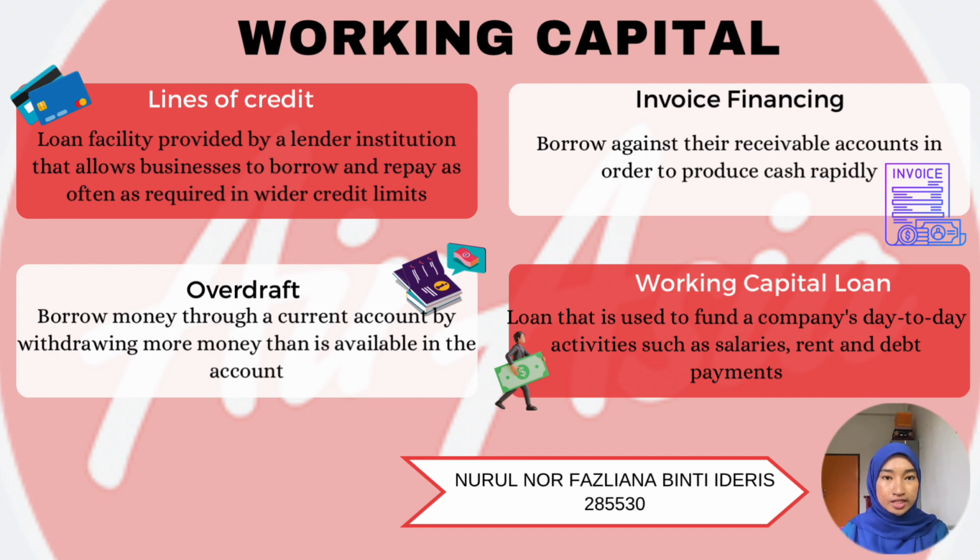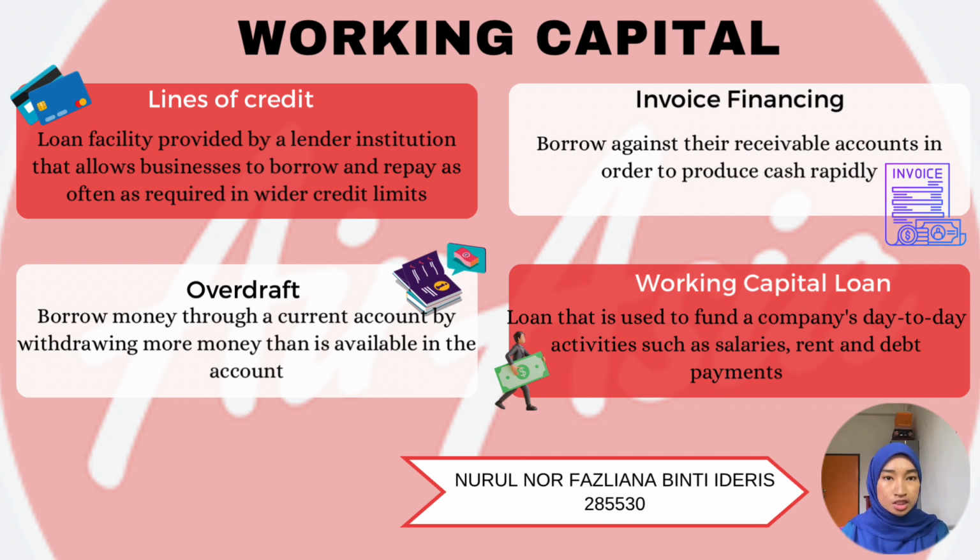Firstly, line of credit. A line of credit is a loan facility provided by a lending institution that allows businesses to borrow and repay as often as required within a credit limit. The line of credit consists of the amount of money that can be borrowed as needed, repaid, and reborrowed. Asia can get this type of loan from CIMB Bank because it can help businesses maintain their cash flow and support their day-to-day operations.